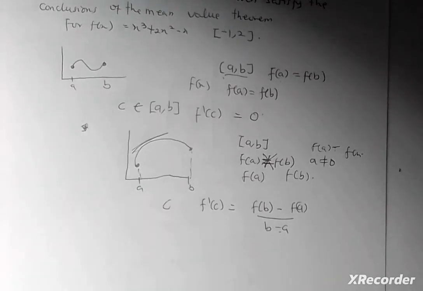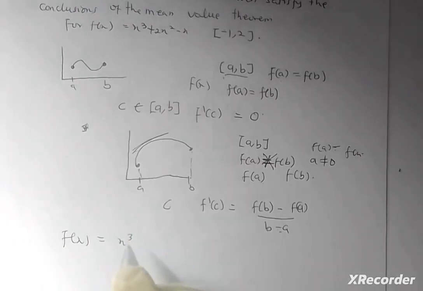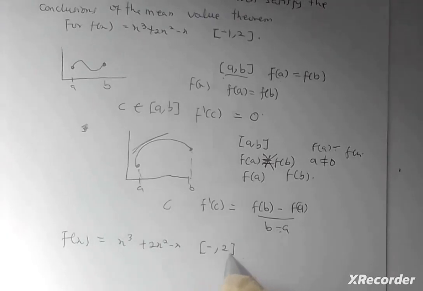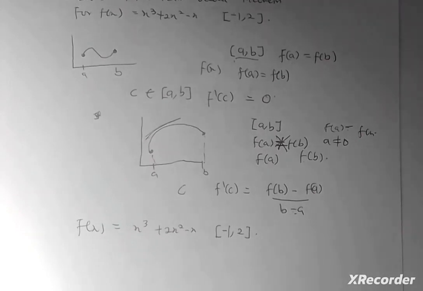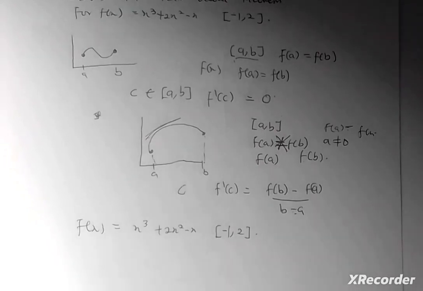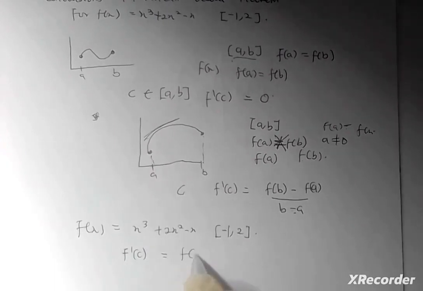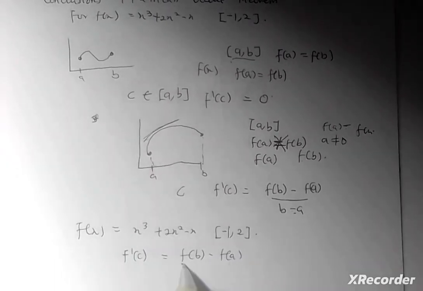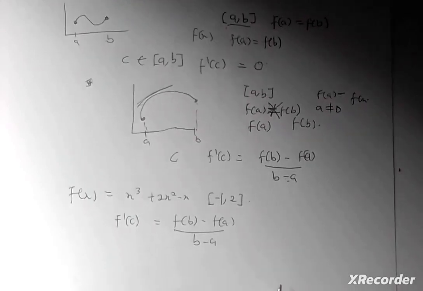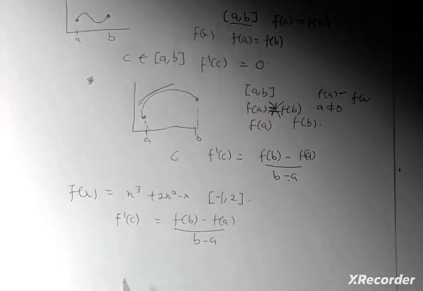Determine all numbers c which satisfy the conclusion of the mean value theorem for the function f(x) equals x cubed plus 2x squared minus x on the interval [-1, 2]. So we can see that we have our interval here, and they've given us a function so that we find the value c for which the mean value theorem will hold. We state f'(c) is equal to (f(b) minus f(a)) all over (b minus a). After stating this, we find f', then we put c in it.